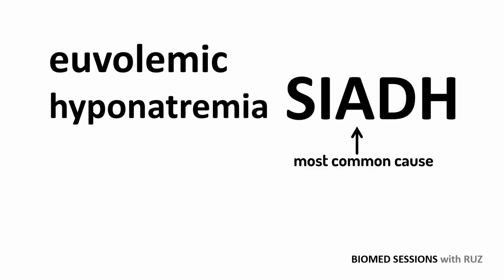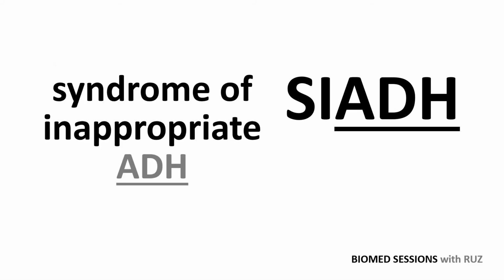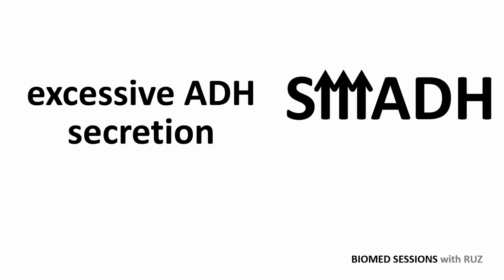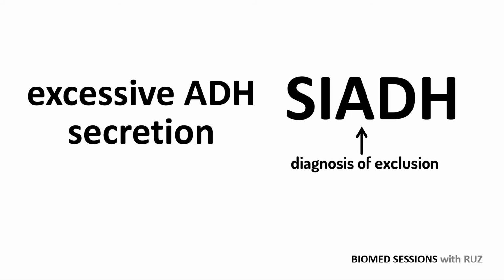The most common cause of euvolemic hyponatremia is SIADH, i.e. syndrome of inappropriate ADH, where excessive ADH is secreted. However, this is a diagnosis of exclusion, therefore other causes need to be ruled out first. Because SIADH is special, we'll give it a little more attention later.